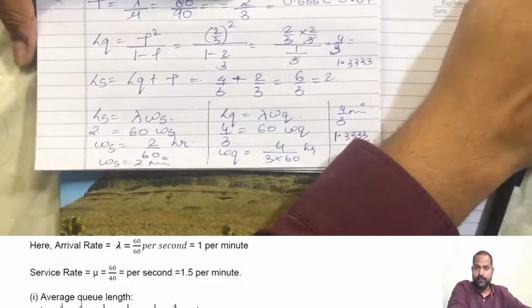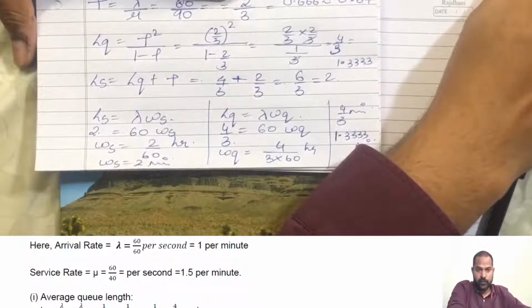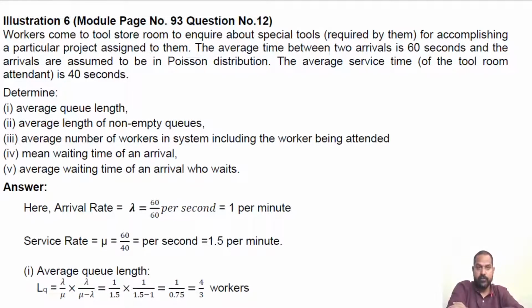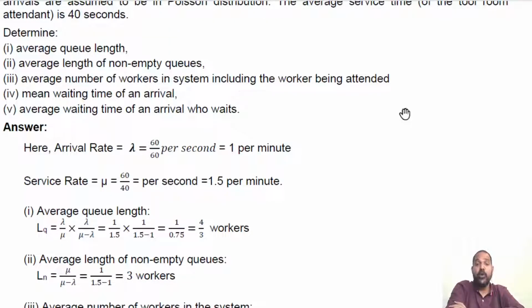I don't think I can scroll anymore. Let's do this way. Your length of the queue is 4 by 3 workers. Fantastic. So 4 by 3 workers in the queue. Question number 2 is average length of a non-empty queue. Let me skip that for the time being.